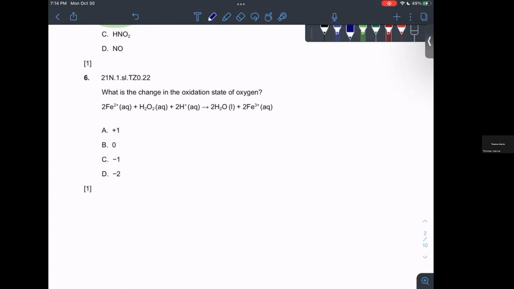Moving forward. What is the change in oxidation state of the oxygen? All right, well, we have to look at oxygen. In H2O2, that's one of our oxygen exceptions. It's -1. In H2O, it's -2. It's talking about change. That is a -1 change, C.